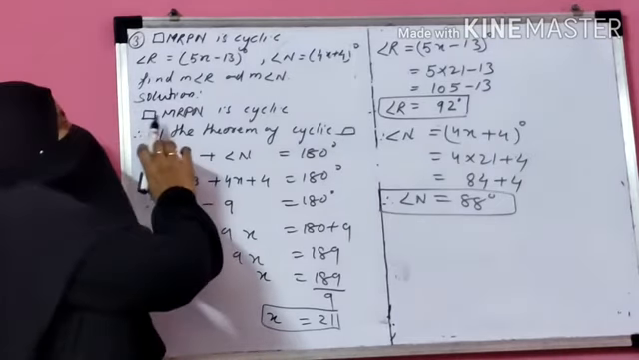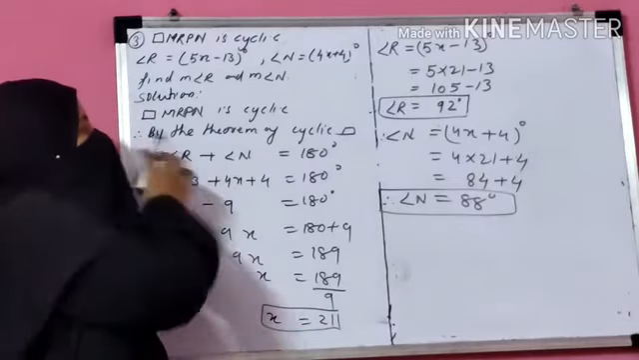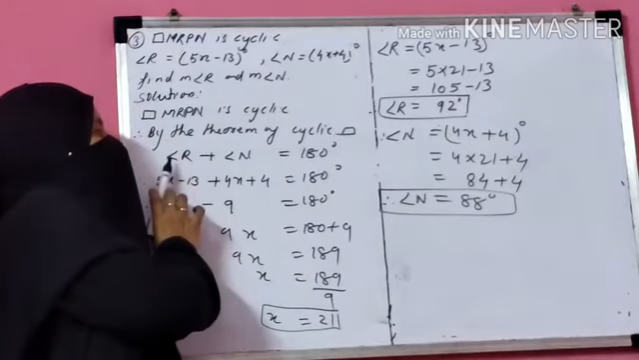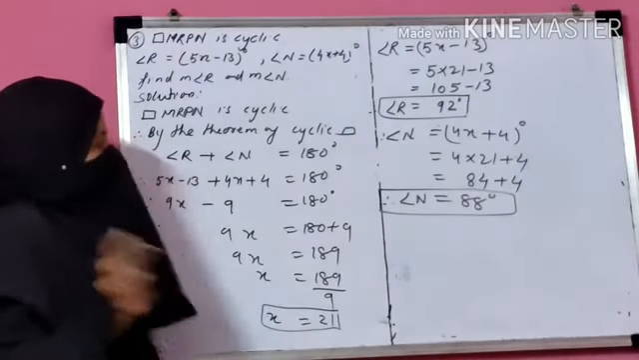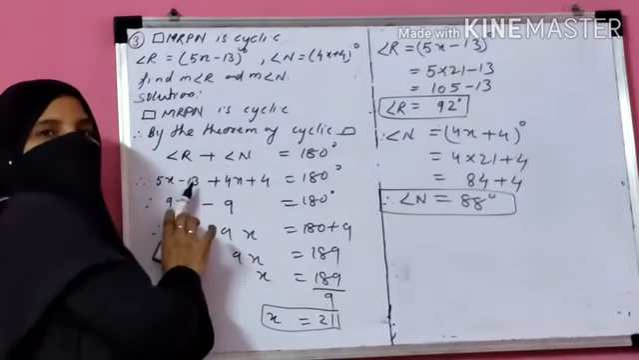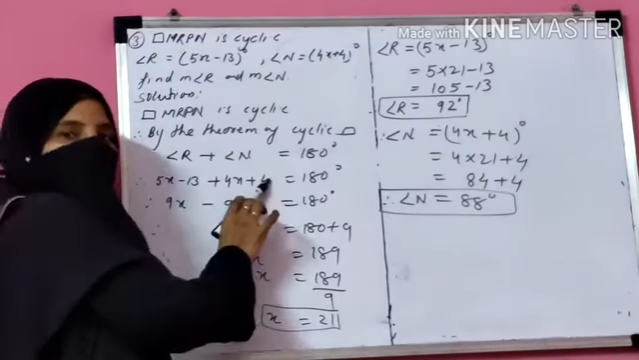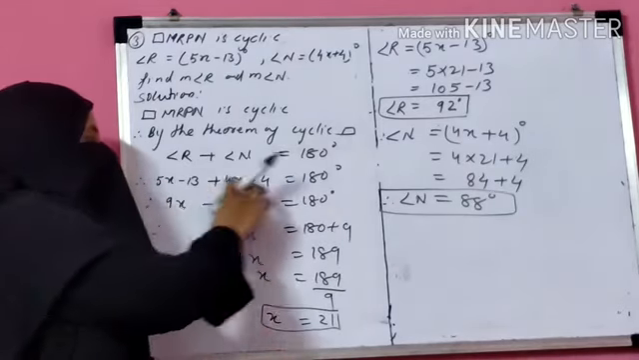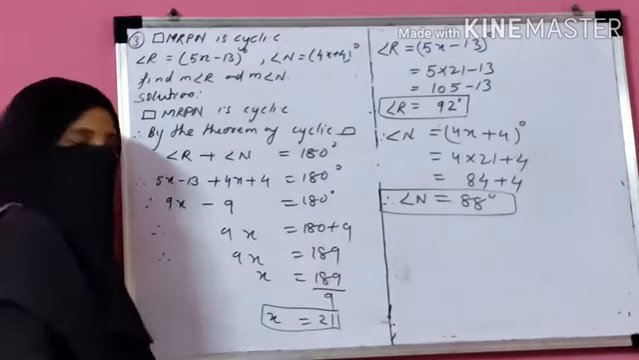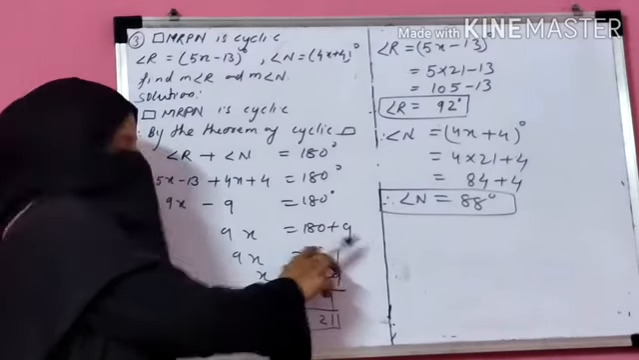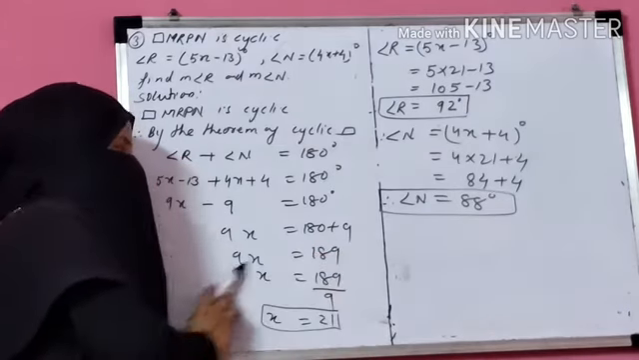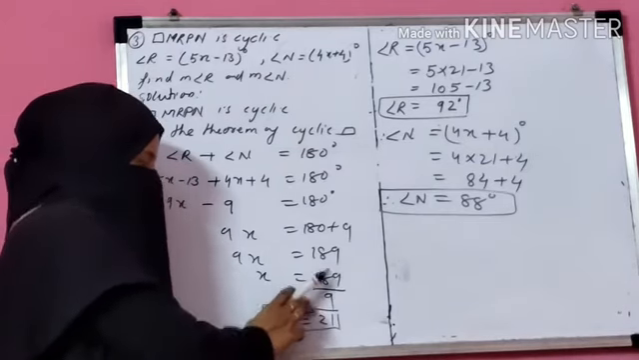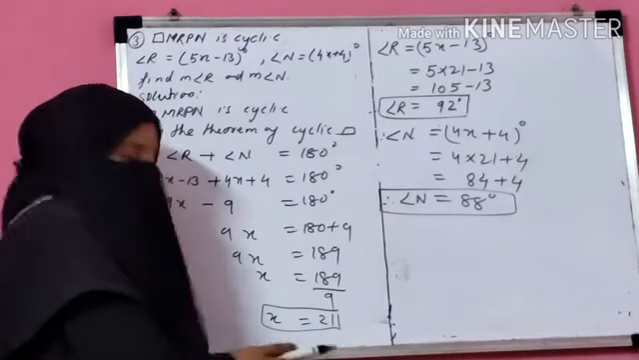So let's start the solution. Quadrilateral MRPN is cyclic. So as per the cyclic quadrilateral theorem, opposite angles of a cyclic quadrilateral are supplementary. That means angle R plus angle N is equal to 180 degrees. Now substitute the values. Angle R is 5x minus 13, angle N is 4x plus 4, is equal to 180. So 5x plus 4x is 9x and minus 13 plus 4 is minus 9, is equal to 180. So 9x minus 9 comes to the other side as plus. So 9x is equal to 180 plus 9, so 9x is equal to 189. So x is equal to 189 divided by 9. 9 2s are 18, 9 1s are 9. Here you get the value of x.